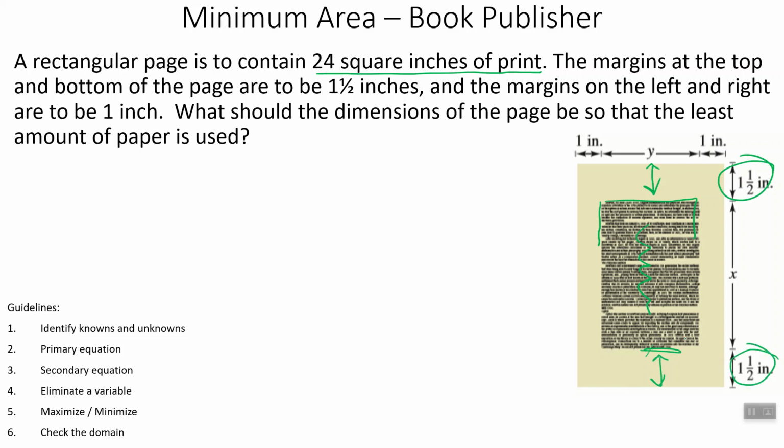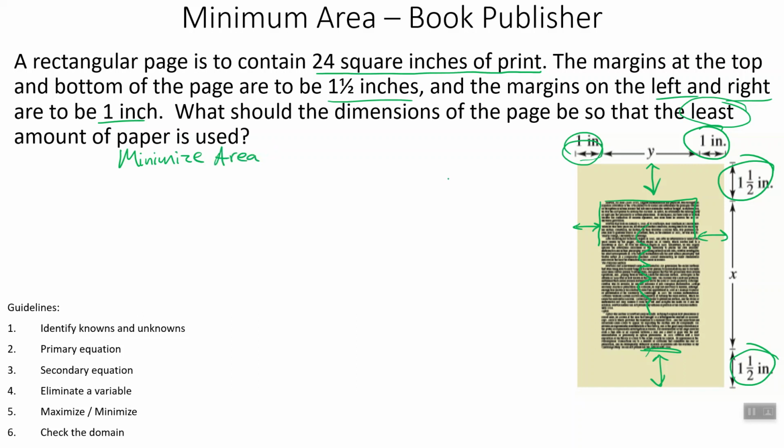If you look at a book anywhere, there is usually some room at the top and bottom of the page. And the margins on the left and the right are to be 1 inch. So we had 1.5 there. On the sides here, we've got 1 inch. Yep, there's our 1 inch right there. Same with over here, we've got 1 inch. All right, what should the dimensions of the page be so that the least amount of paper is used? So we're going for the least. That means we are trying to minimize the area.